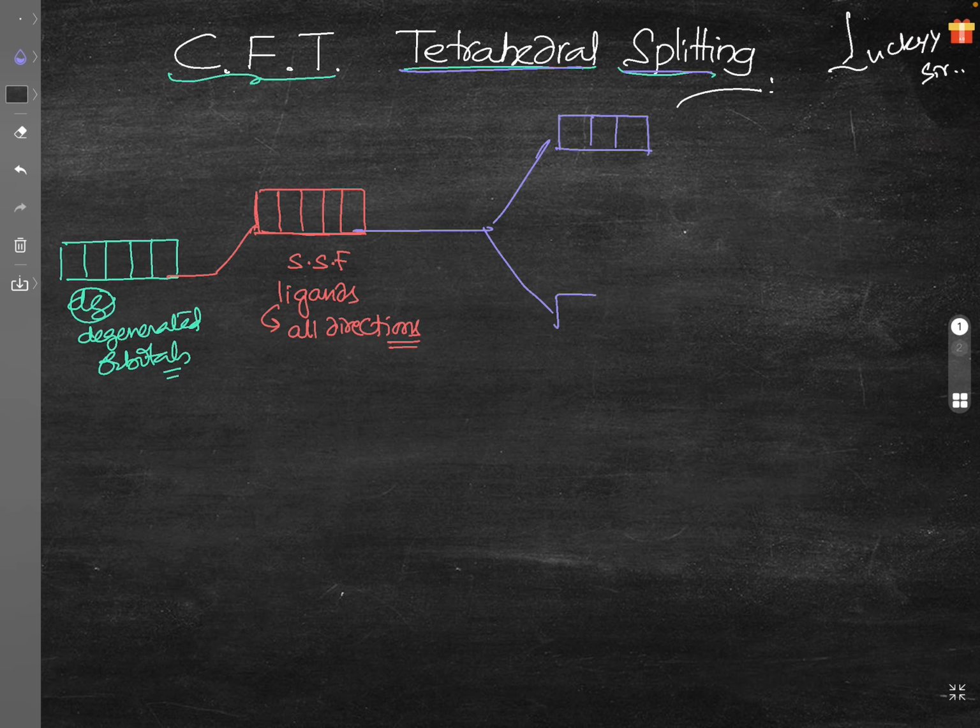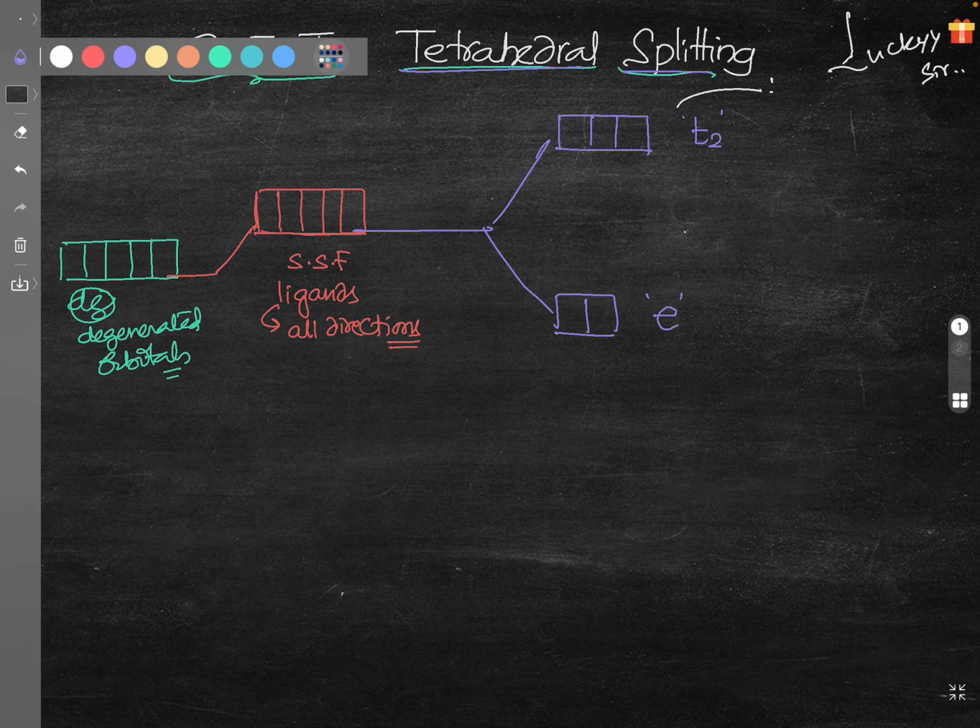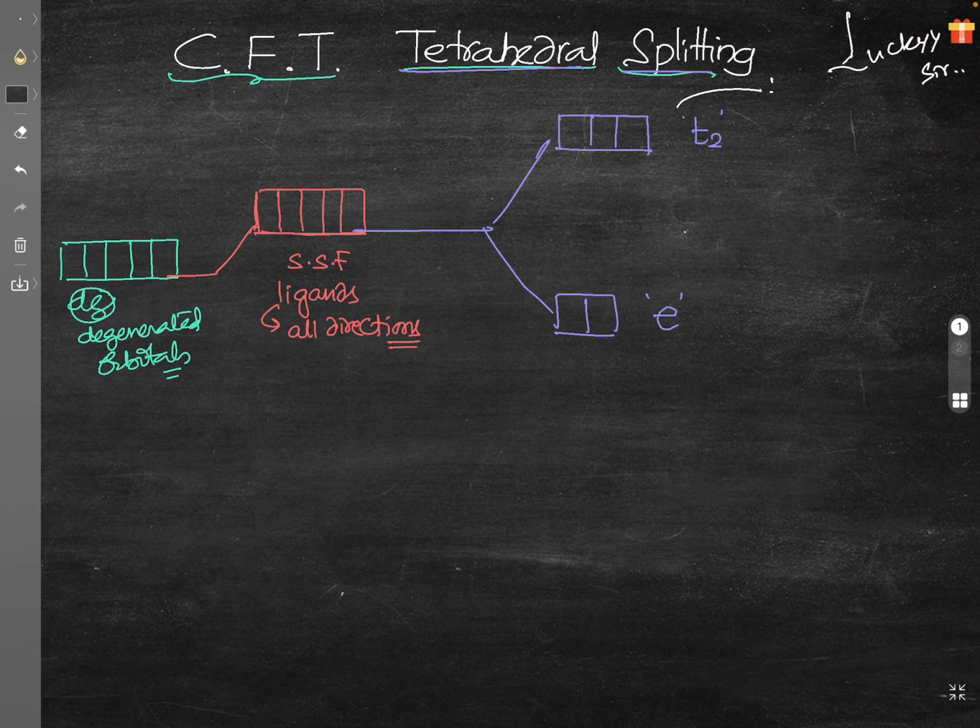Three orbitals are going up, two orbitals are coming down. These two orbitals are called E orbitals. There we said Eg, here only E, and these orbitals are called T2. The g we have removed, E and T2. Why like this? That's the question.